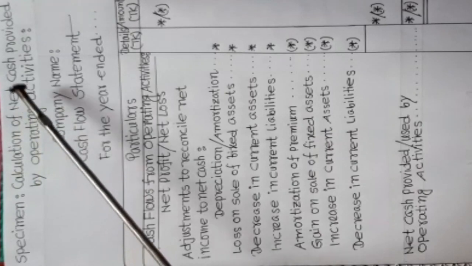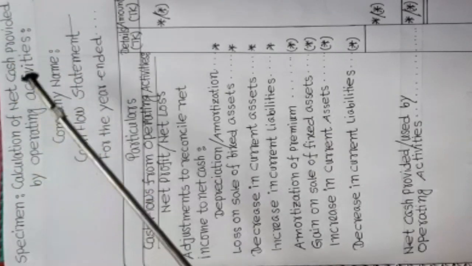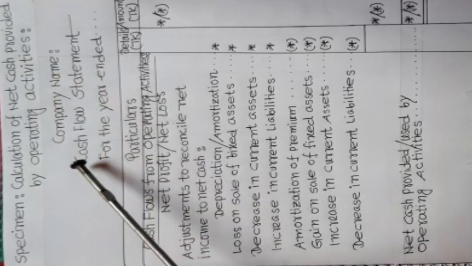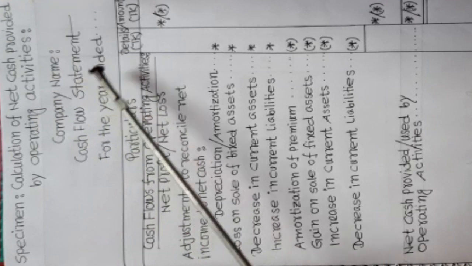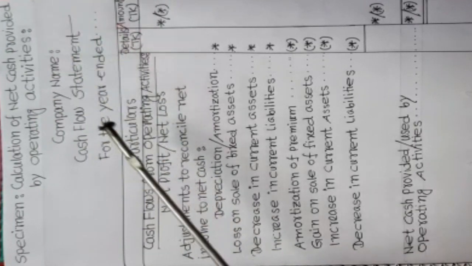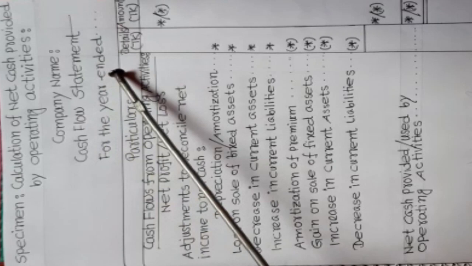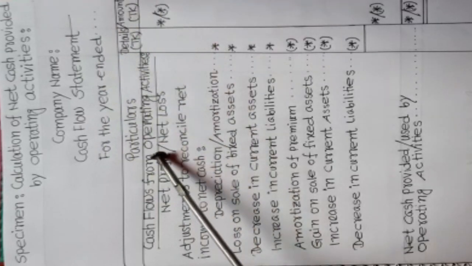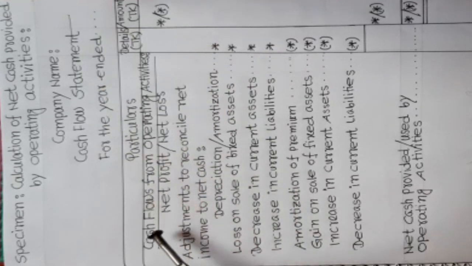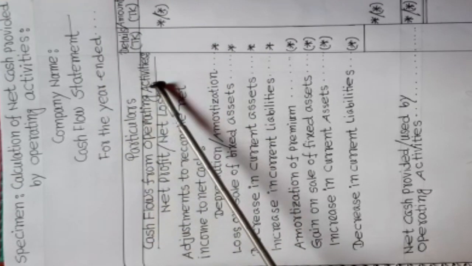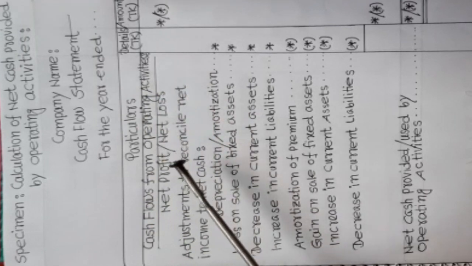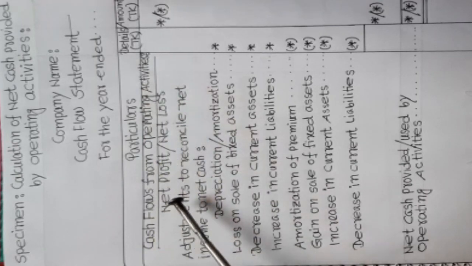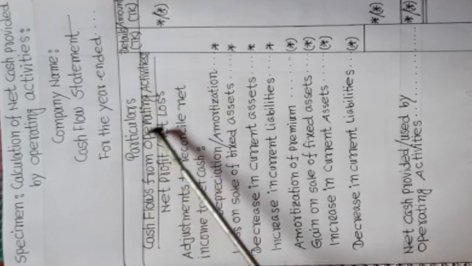Calculation of net cash provided by operating activities. At first, company name. Second, cash flow statement. Within bracket, partial. For the year ended 31st December 2016, 17 or 18. Then cash flows from operating activities. My dear student, mind it. Only cash flows from operating activities will be started with net profit or net loss.